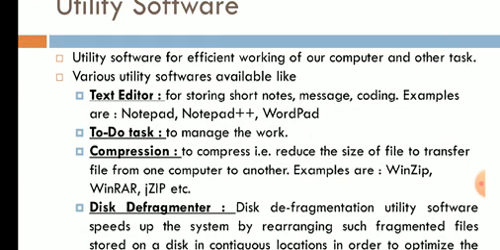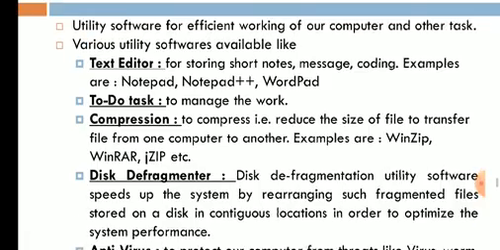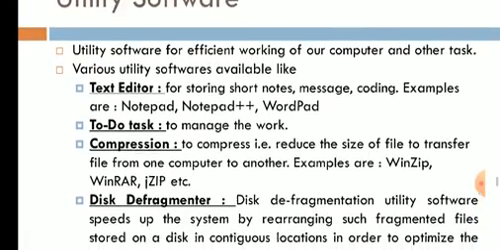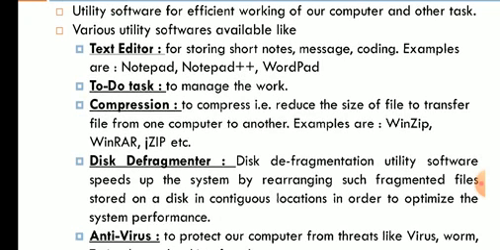The utility software available are text editor, to do task, and then compression. Everyone is familiar with compression software. And then text editor everyone knows. And then everyone knows what is disk defragmentation, antivirus, everyone is familiar. All these softwares will be called as utility software, which will be functioning to make our computer working very efficiently. And some common text editor softwares are Notepad, Notepad plus, WordPad. All those things will be called as text editor. That will be one of the utility software.